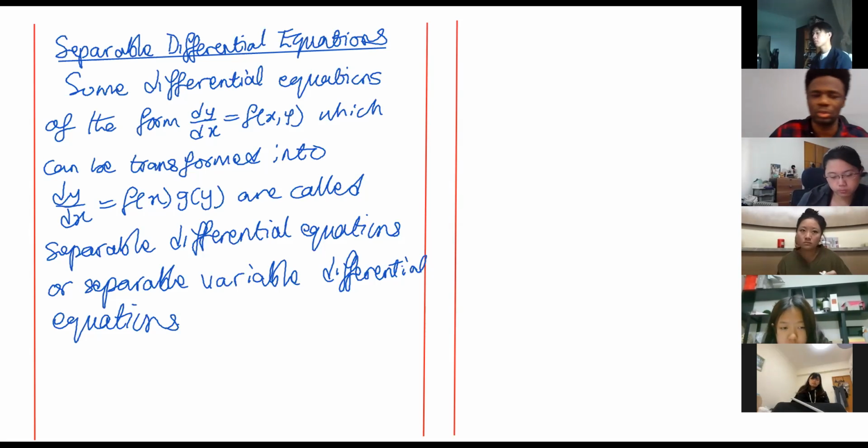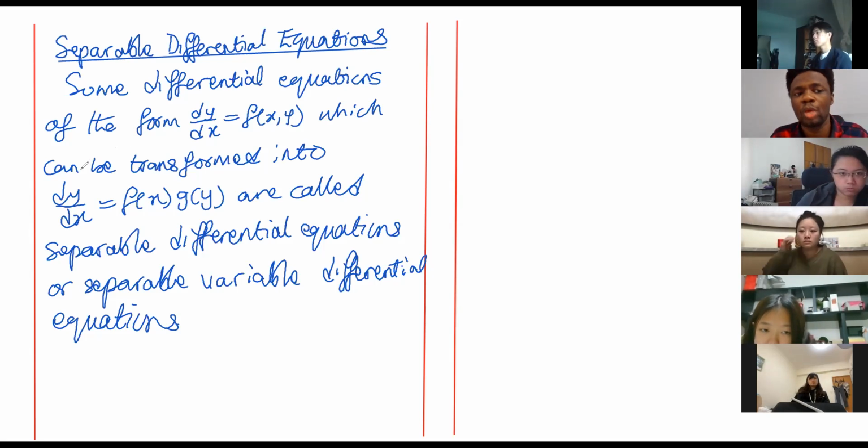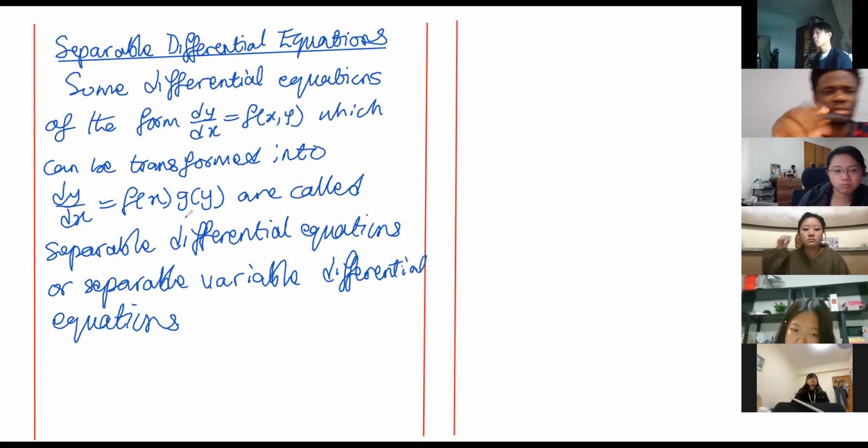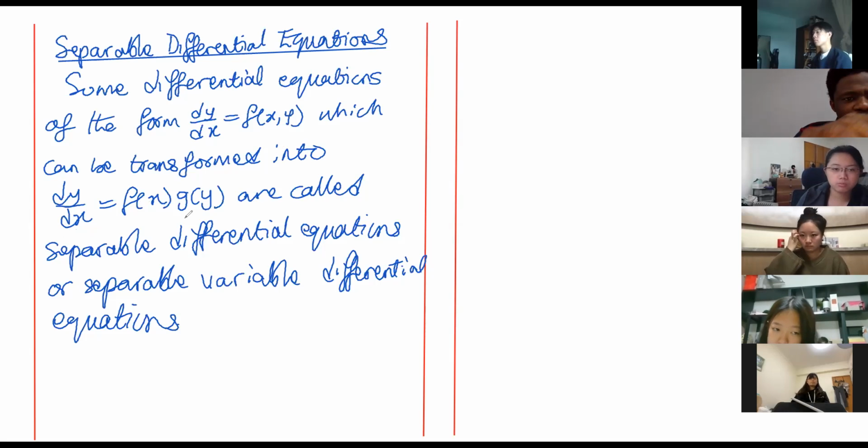Now look at what I wrote. I said some differential equations of the form dy dx equals f of x y, which can be transformed into dy dx. Can you see? F of x, I shouldn't have used f of x again because I call this f of x already. So maybe I could call this h, g, and h.